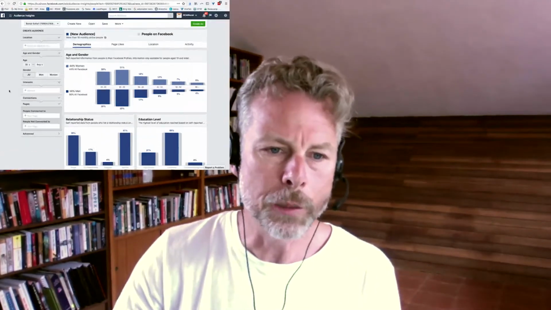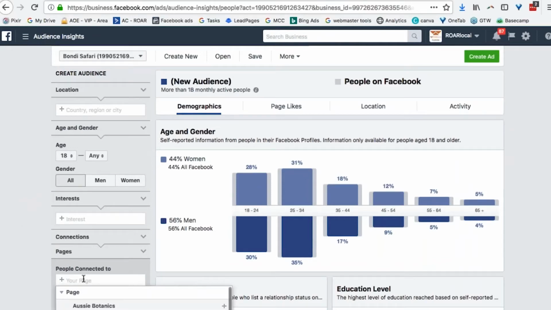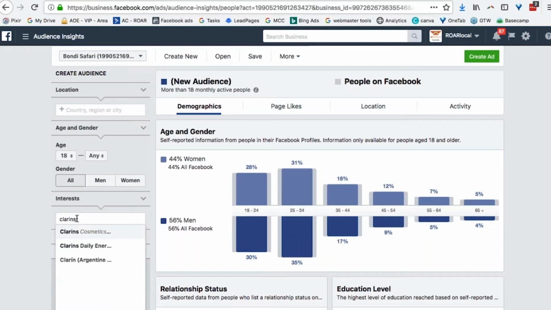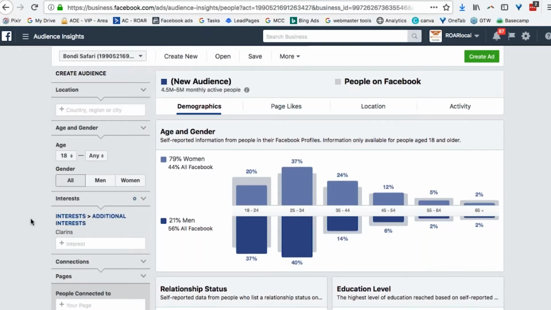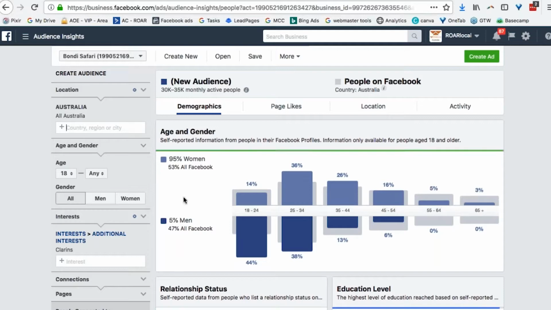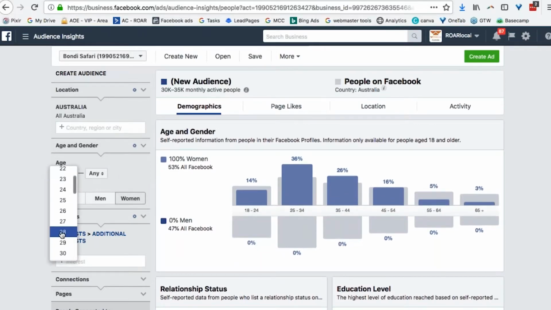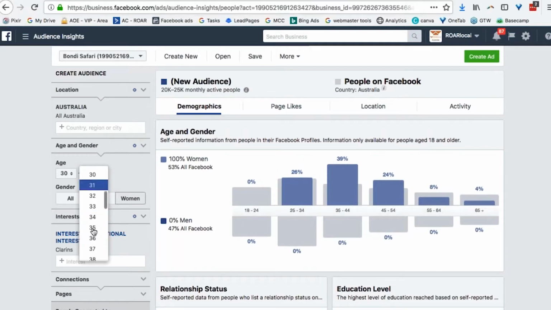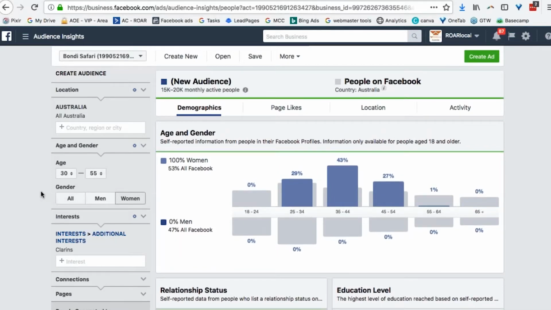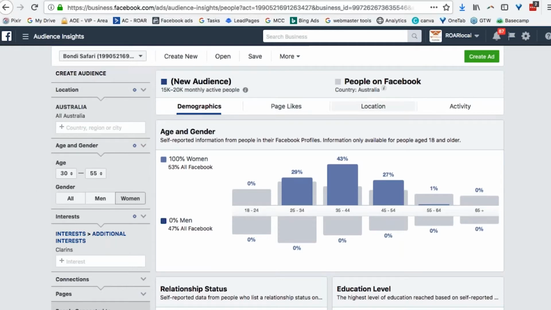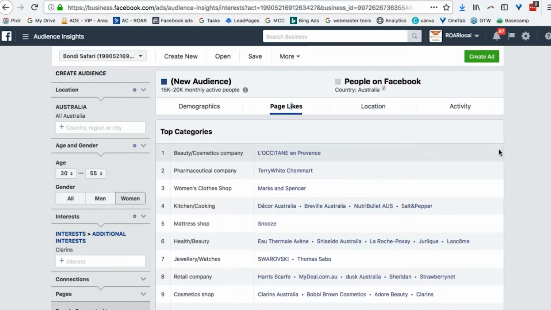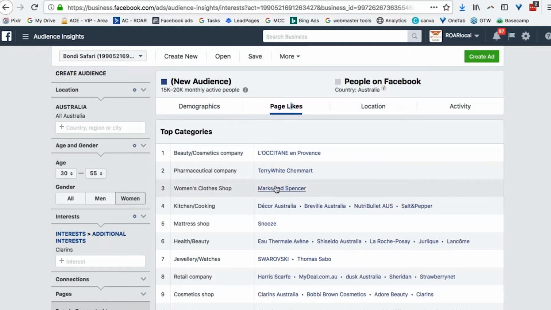So for instance, let's suppose your page is Clarins Cosmetics. That's your page, what you own. And you want to go marketing in Australia, to women between the ages of, I don't know, 30 and 55, for Clarins products. You can now say, well, the people that like Clarins also like L'Occitane. They also shop at Marks and Spencer's. They're into Breville, NutriBullets, the mattress shop they like, etc., etc.